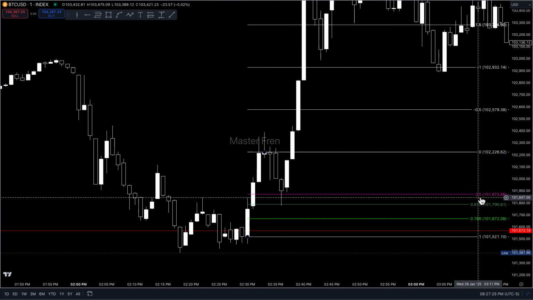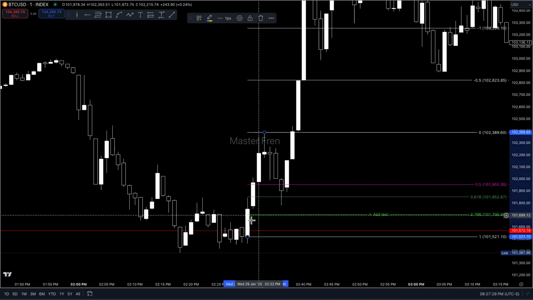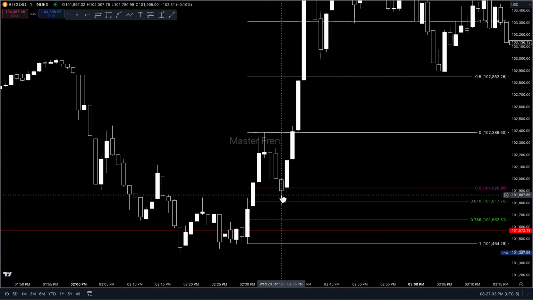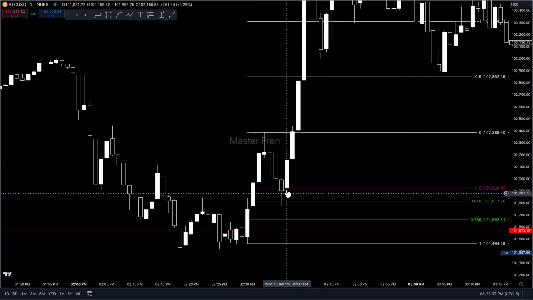What is a discount? Anything below the 50. Okay, when you pull your swing here, you can use the bodies, you can use the wicks. I typically use the bodies, but this time it wasn't much of a difference. Now it does drop into a discount. It makes a swing low.